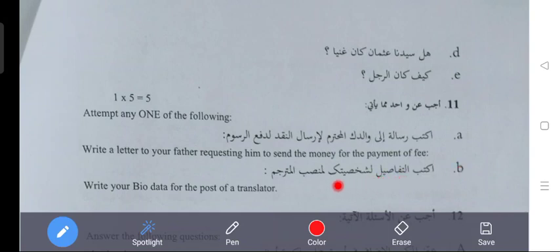Uktub at-tafasil li shakhsiyatika li mansabil mutarjim. Write your biodata for the post of a translator. This letter is a bit easy compared to the earlier one, so go for this. You just have to give the personal information like name, father name, academic qualification, date of birth, residential address and mobile number, etc. These entries you have to make in this biodata. Got it? This letter is easy compared to the earlier one and other letters. So go for this.